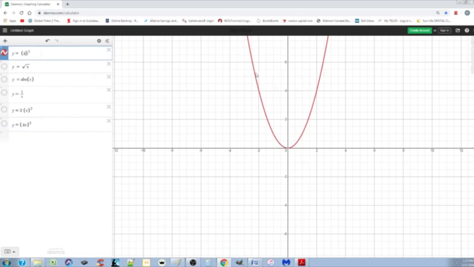Here's the original parabola. And now I'm going to do the formula, and I'm going to add 3 within the x value, and I'm going to square it. And I'm going to now turn on that graph. And look at that. The whole thing shifted to the left by 3. Even though we had add 3 in the formula, it shifted it to the left.